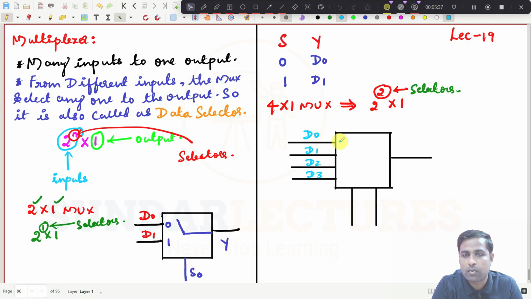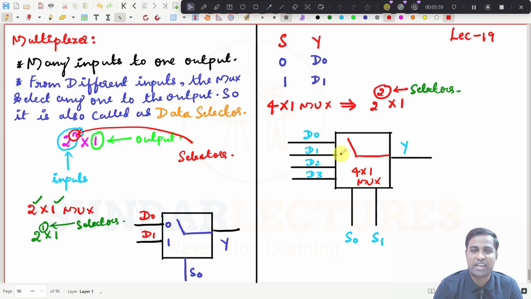Maybe in general, what I will do now, maybe this is S0 and this is S1 now. Selector switches, right? So this is now Y. This is default. And you know that the switches will be connected like this, right? So what is this one? It is actually a 4 cross 1 mux, right? This is the diagram of the multiplexer, right?